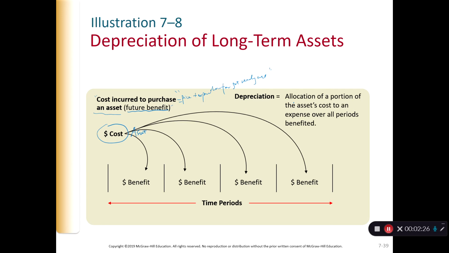So in other words, depreciation is a process that allocates a portion of the asset's cost to an expense over all the periods that benefit. Because that asset, that piece of land, piece of equipment, or oil well, is serving you in the future to help you generate revenue. Therefore, we want to depreciate the cost you originally paid into the periods that you benefit from.